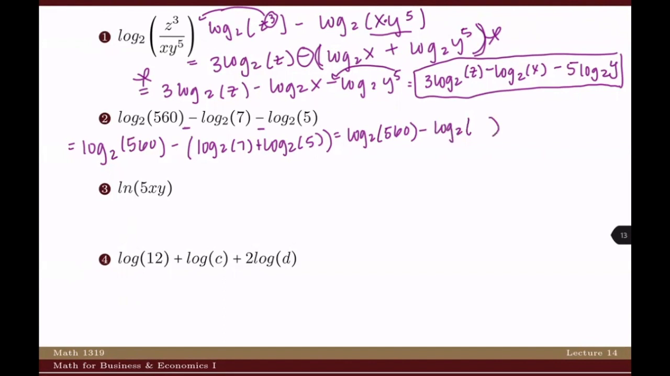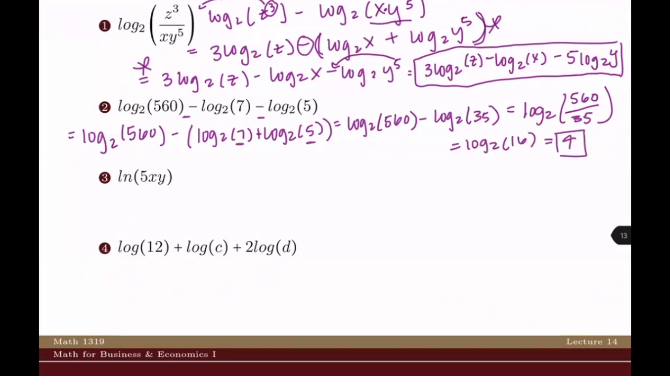Well, if we're going to use our addition to multiplication property, that means we can multiply these two together. And 7 times 5 is 35. So this is now going to be equal to log base 2 of 560 divided by 35. And then 560 divided by 35 is actually 16. So this is going to be equal to log base 2 of 16, which is just 4. All that work for just the number 4. But not too bad, right?